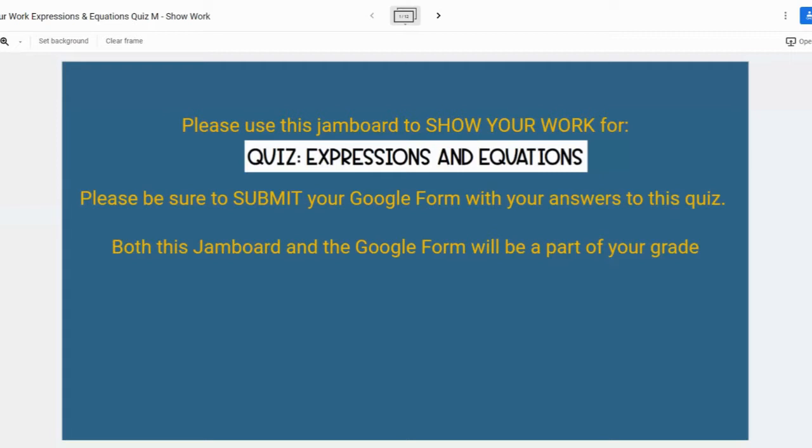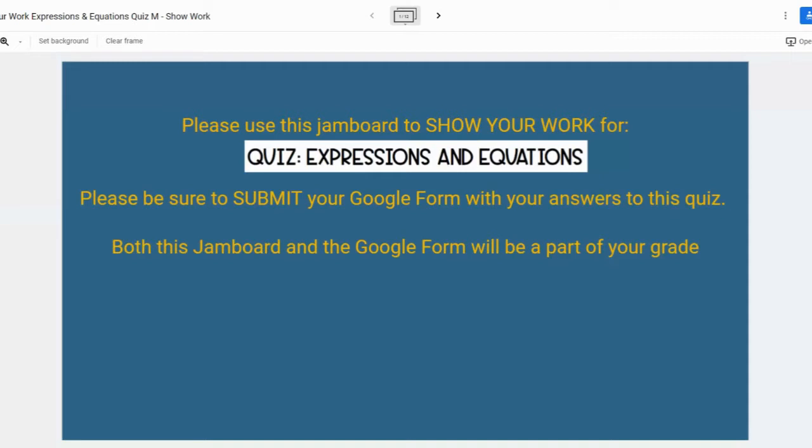When you go to Google Classroom and you see your assignment today, you're going to see both a Jamboard and a Google form. And what you're going to want to do is open both of those. You're going to be using the Jamboard to show your work, show me that you know how to solve equations, and then you're going to go to the Google form and select the answer choice that matches the work that you've done in the Jamboard.